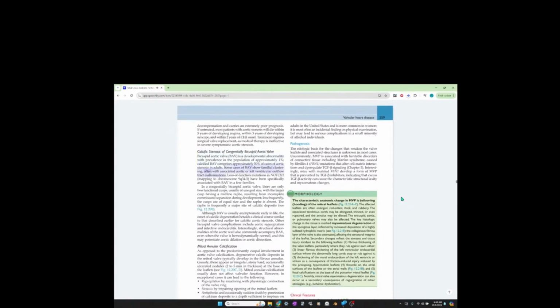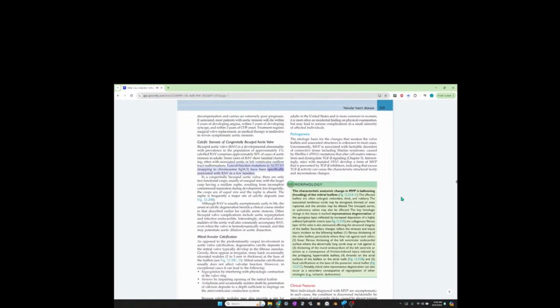Calcific stenosis of congenitally bicuspid aortic valve. Bicuspid aortic valve is a developmental abnormality with prevalence in the population of approximately 1%. Calcified BAV comprises approximately 50% of cases of aortic stenosis in adults. Some cases of BAV show familial clustering, often with associated aortic or left ventricular outflow tract malformations. Loss of function mutations in NOTCH1 have been specifically associated with BAV in a few families.